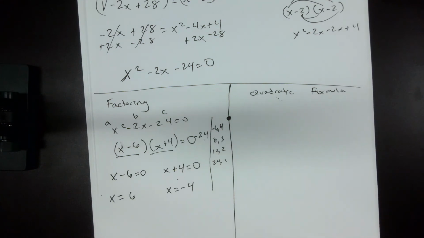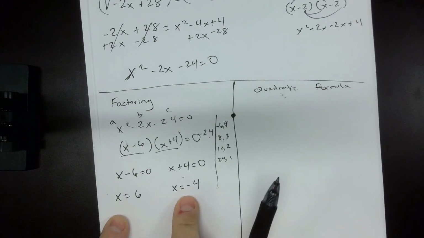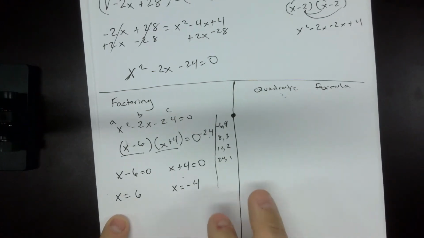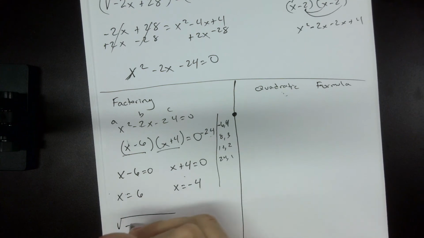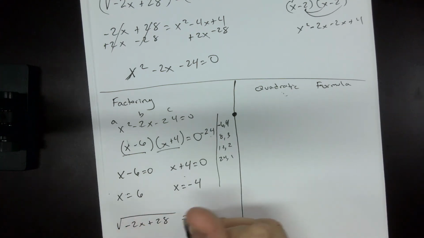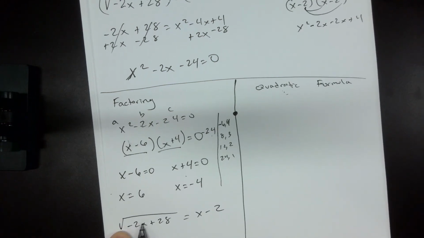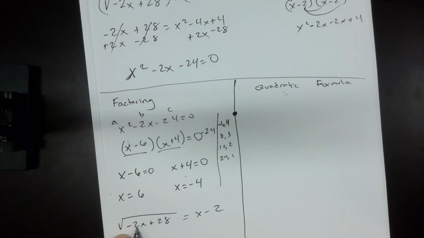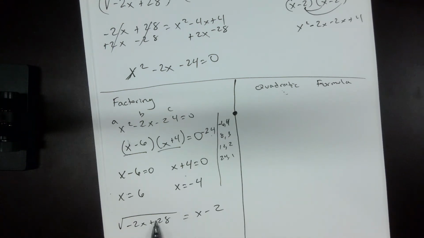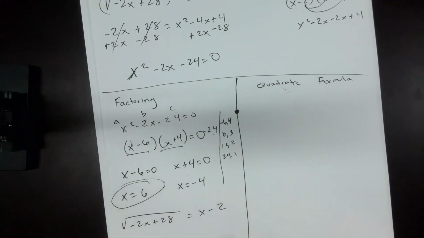So this one, I told you the answer is 6, right? But I got 2 answers. So guess what you have to do? You have to go back to your original problem and check your answers. So if you plug 6 in, negative 2 times 6 is negative 12, plus 28 is 16, which is square root of 16 is 4. 6 minus 2 is 4, so we know that one works, right? Because you get 4 equals 4.